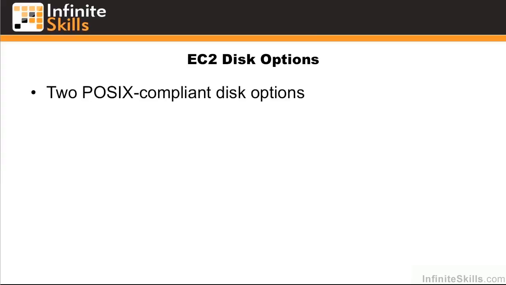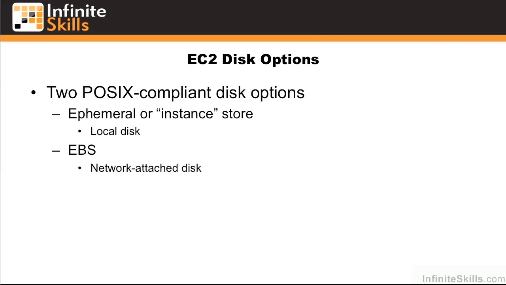In this chapter, we covered the two POSIX-compliant disk options, which are ephemeral or instance store, which is local disk, and EBS, which is network attached storage.